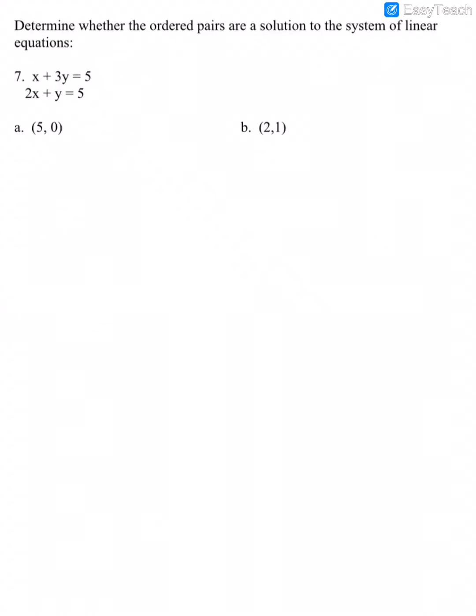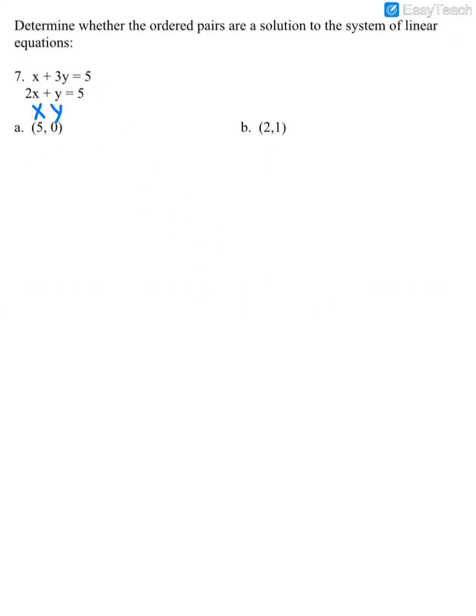All right. This says determine whether the ordered pairs are a solution to the system of equations. So if we have a point in a system of equations, to determine whether or not the point is a solution, all we have to do is plug that point into both equations, and if it's true in both equations, then it is a solution to the system. Well, remember, in an ordered pair, the first number is the x, the second number is the y.